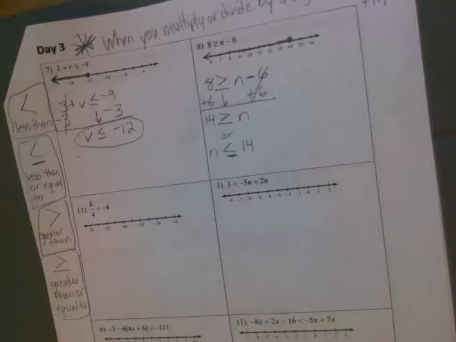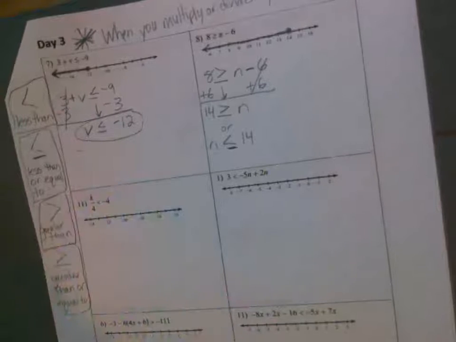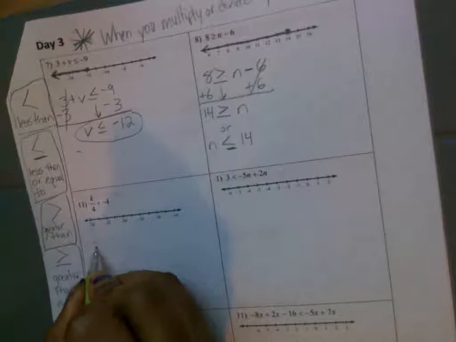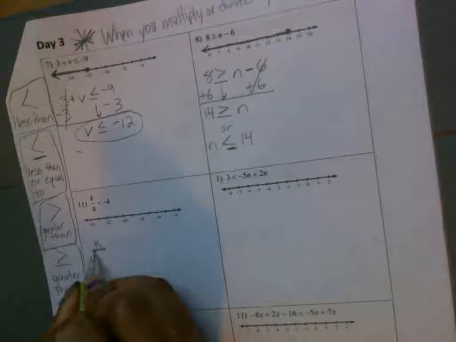Any questions about that? Okay, we're going to keep moving. Number 11 here, the third problem. I'm going to rewrite. We got K divided by 4.